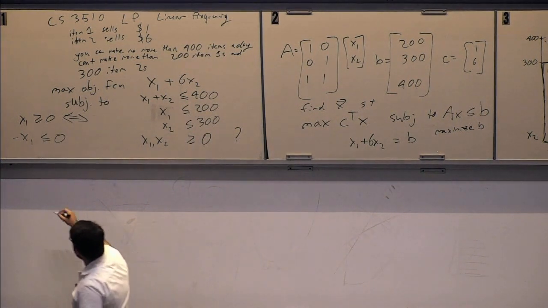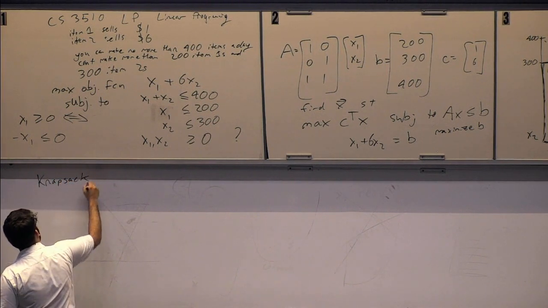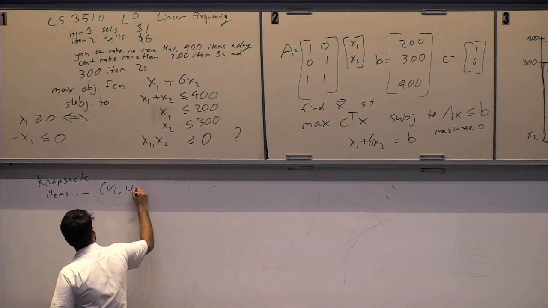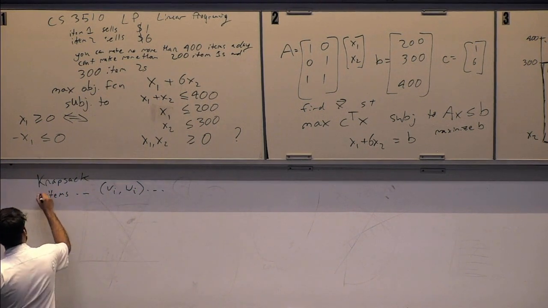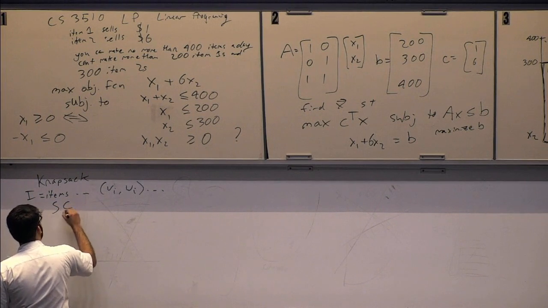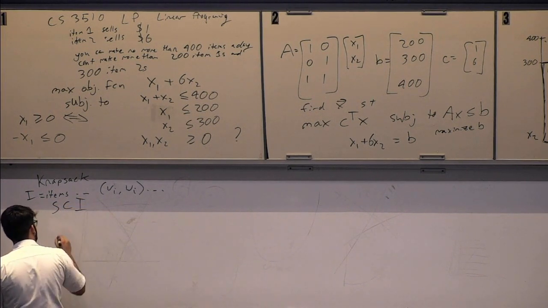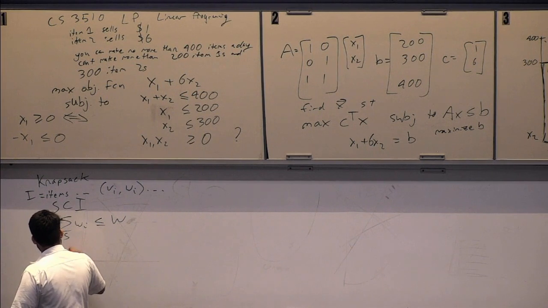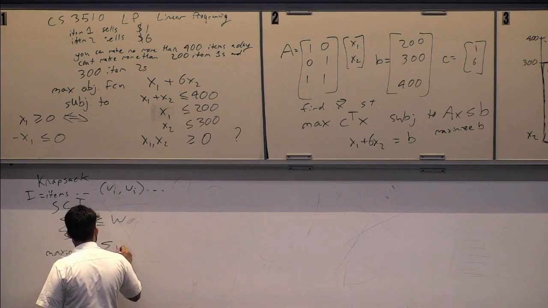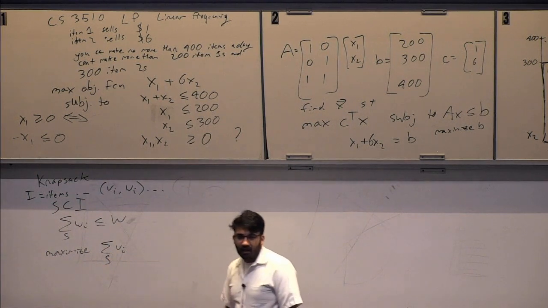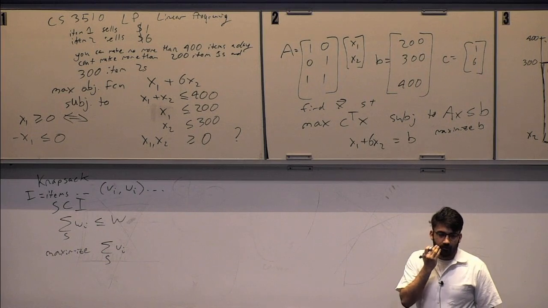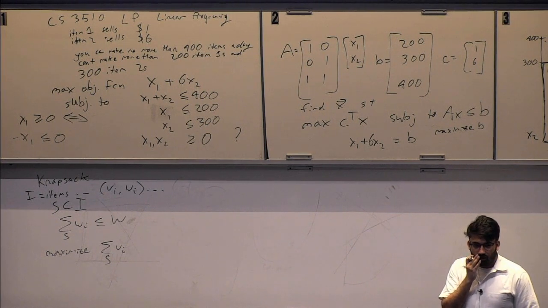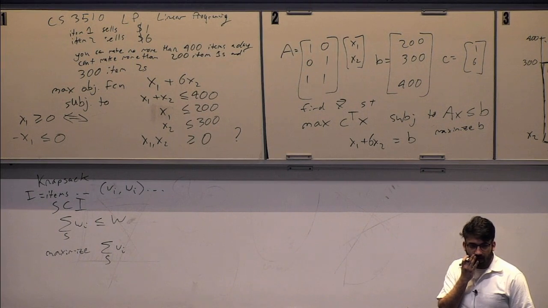Recall the knapsack problem. In knapsack, you have a set of items, each with a weight W_i and a value V_i. You're trying to choose some subset S of the items such that the sum of the weights of the items in S is less than or equal to some weight, and then you're trying to maximize the amount you can steal, the sum of V_i. That's the search problem of knapsack. But actually, everything in that equation is linear, so you can write a linear program for knapsack.